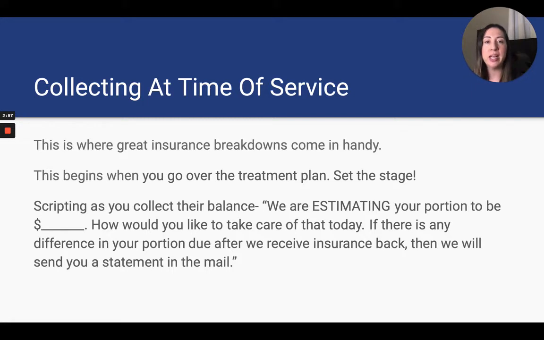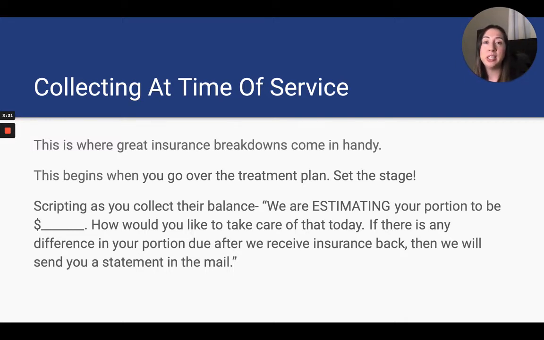After you get her payment, I like to always follow up with, as I'm handing her a receipt, "If there's any difference in the portion due after we receive your insurance back, we'll send you a statement in the mail." It's just a nice way to let them know up front. Again, insurance is never a guarantee of payment. If for any reason insurance doesn't cover what we've estimated, she will be due and we will be sending her a statement for the remainder of the portion due. You're not shocking the patient that they may owe more.